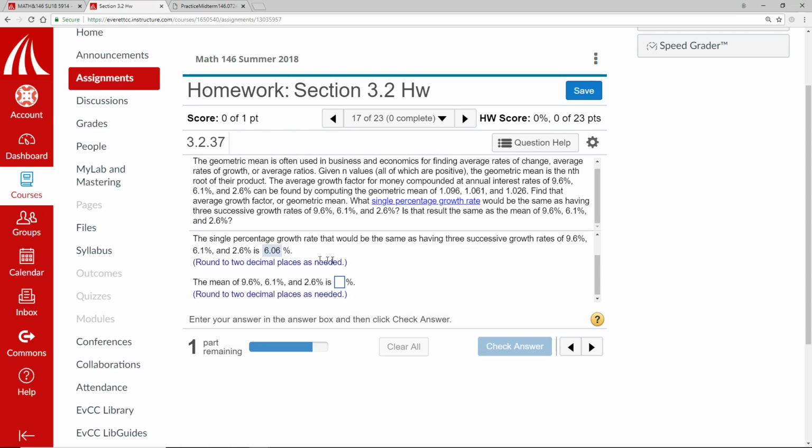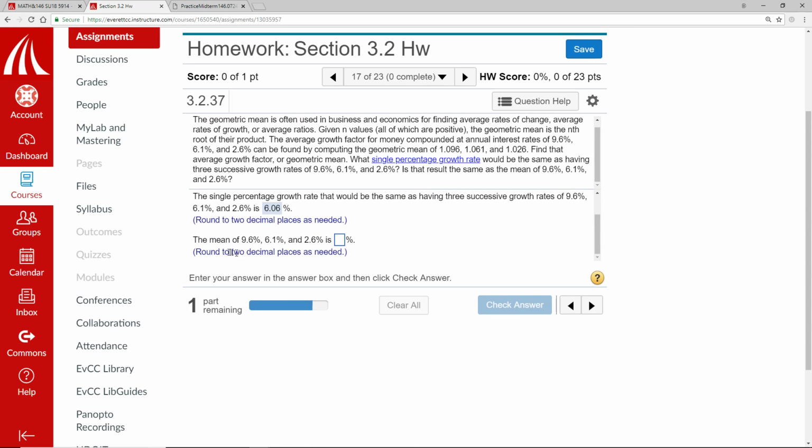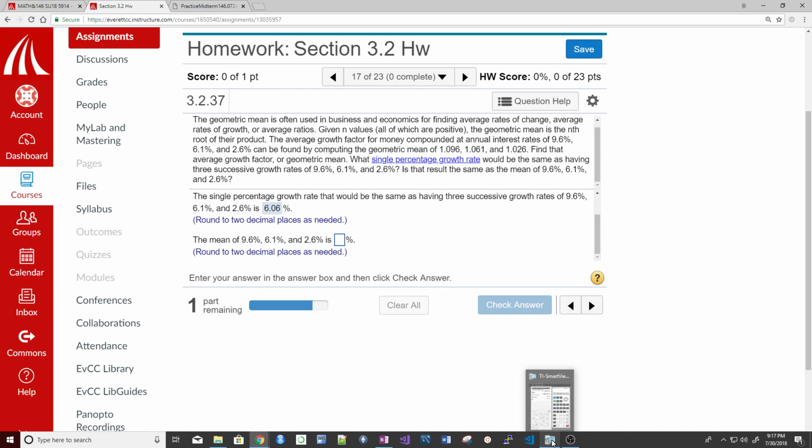Let's go back. They wanted us to calculate the single percentage growth rate from the average growth rate that we found. In order to do that, you'd have to subtract 1 and then multiply by 100, but basically take this last part, and this is considered the average, the mean of these, where you would divide.